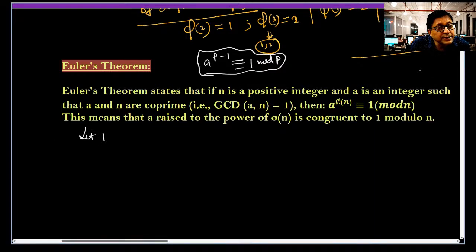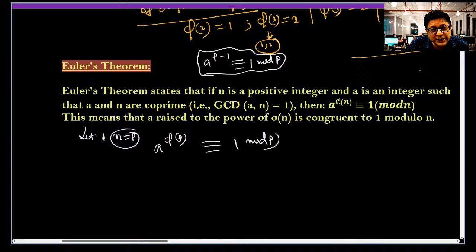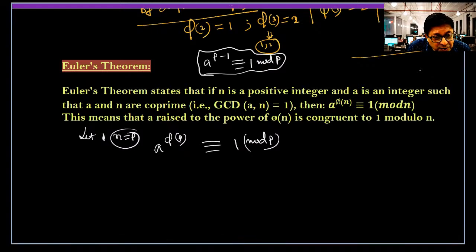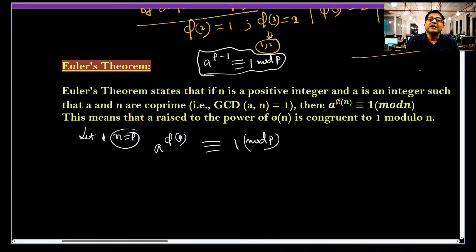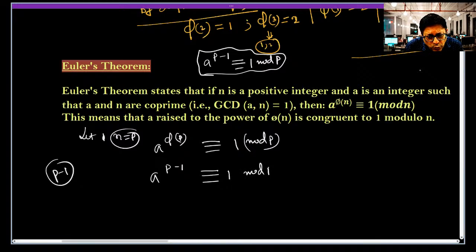Let n equal p, the prime number. Then the theorem states a to the power phi p is congruent with 1 mod p, isn't it? What is phi p? How many numbers are there less than p and prime to p? That is p minus 1, isn't it? So it will be a to the power p minus 1 congruent with 1 mod p. This is Fermat's theorem.